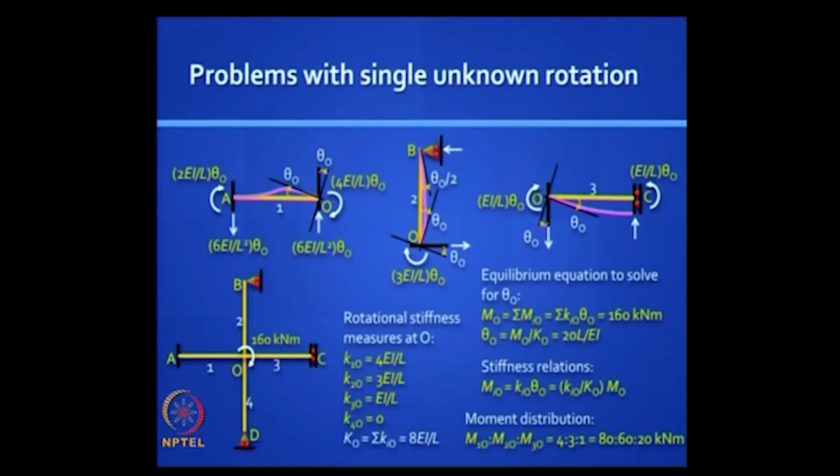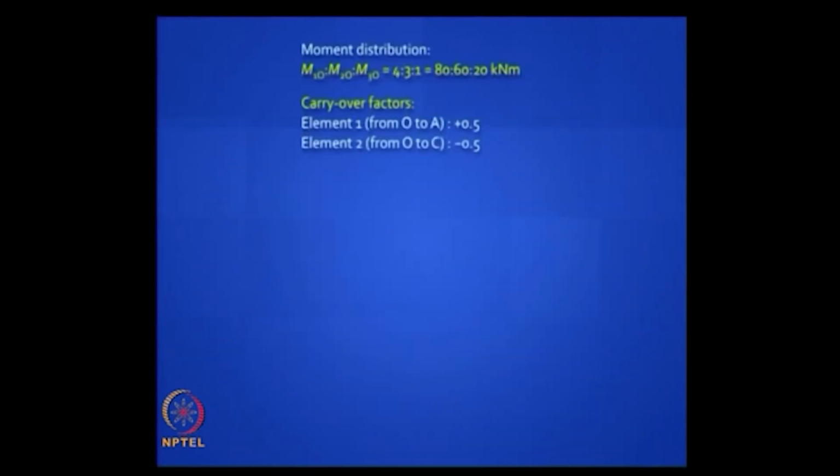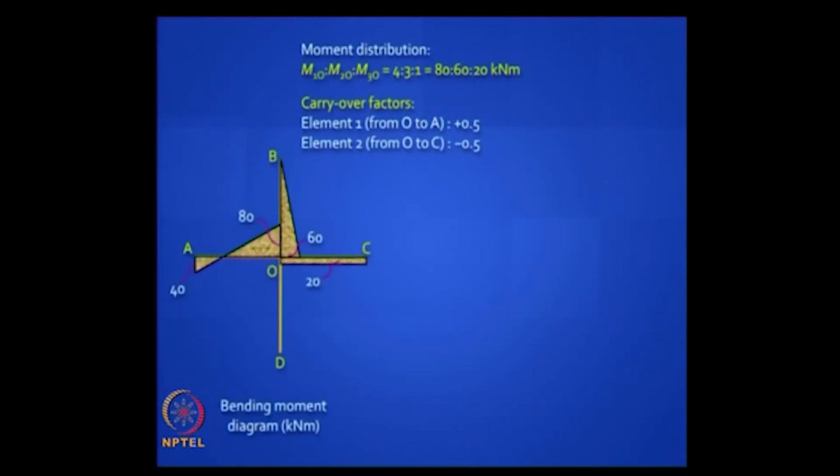By the way, this is moment distribution. You are distributing that 160 to the 4 elements in that ratio, 4:3:1:0. You correctly said 80:60:20. And did you draw this? How many of you did it correct? Raise your hands. That's not okay, some of you did, but you should be able to do it.